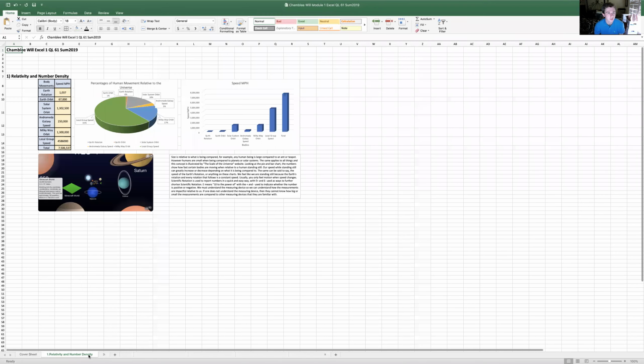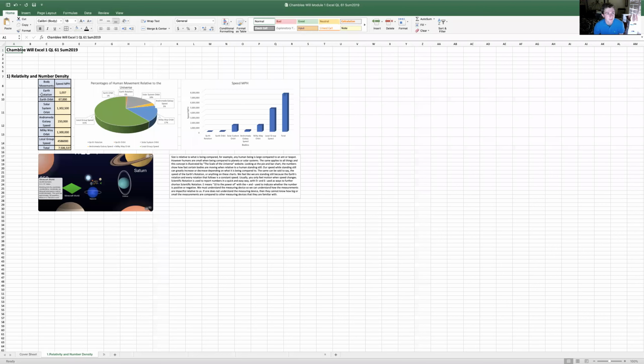Let's start with relativity and number density. You can see here on the graph, we just found the speed for Earth's rotation, Earth's orbit, solar system orbit, the Andromeda galaxy speed, the Milky Way orbit, and the local group speed.